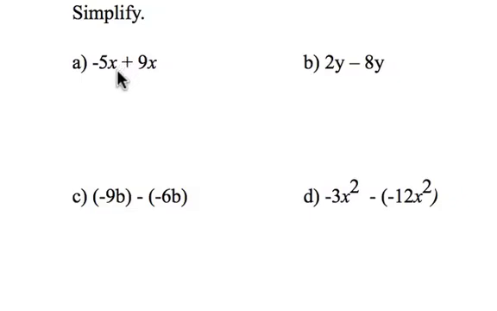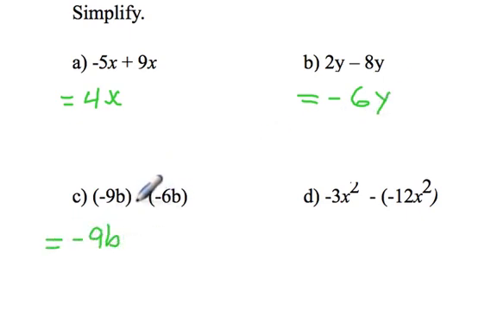Here we have to simplify the given expressions. For question A, we have negative 5x, add 9x, and that equals 4x. For question B, we have 2y, take away 8y, that equals negative 6y. For question C, we have negative 9b, take away a negative term, we can rewrite as add a positive term, and negative 9b plus 6b equals negative 3b.